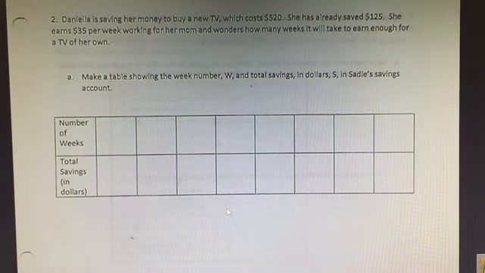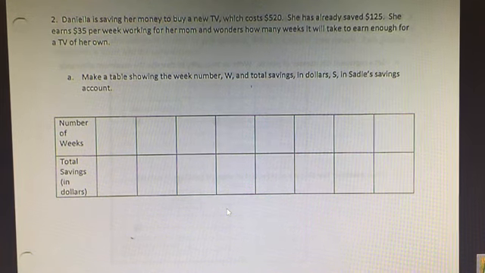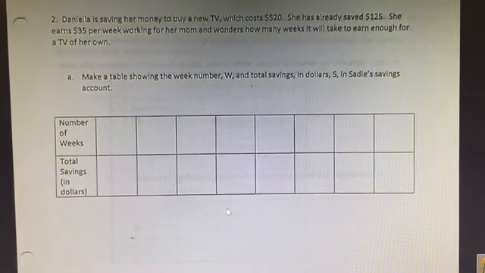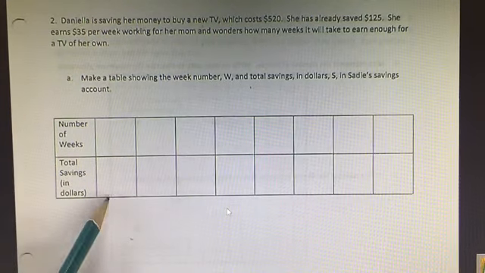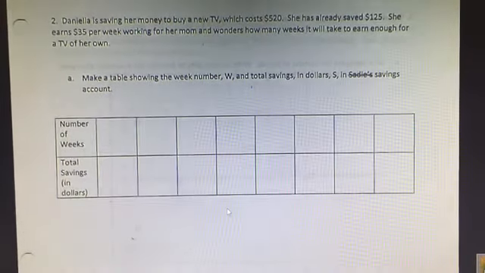All right, number 2. Daniela is saving her money to buy a new TV, which costs $520. She already has saved $125. She earns $35 per week working for her mom and wonders how many weeks it will take her to earn enough to buy her own TV. Okay, so we're going to make a table showing the week number, which is W, and total savings, which is going to be S, in Daniela's account. Clearly, I didn't change the name out from previous years.